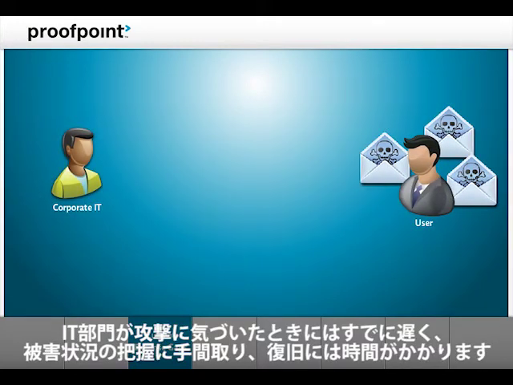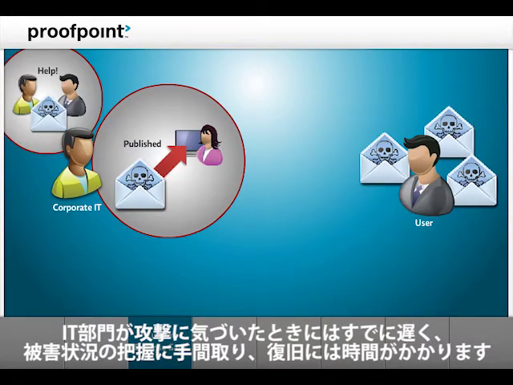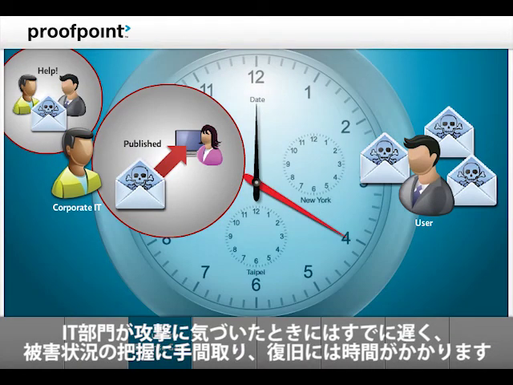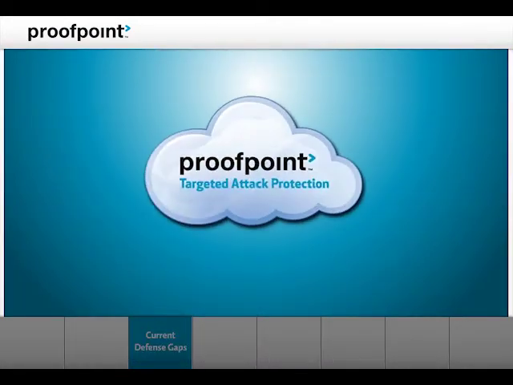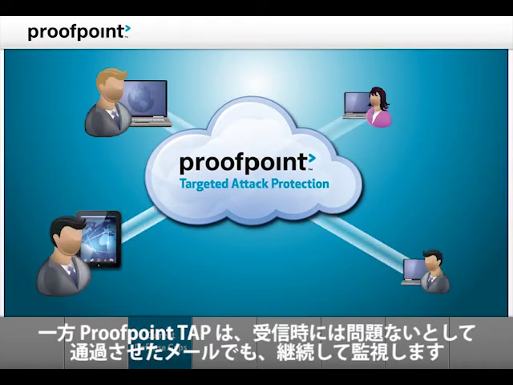The result: not only do attacks such as APT get through, but the way IT discovers the breach is when the data is published or a user notifies them, with the result that IT spends weeks figuring out how far the damage has spread and trying to clean it up.